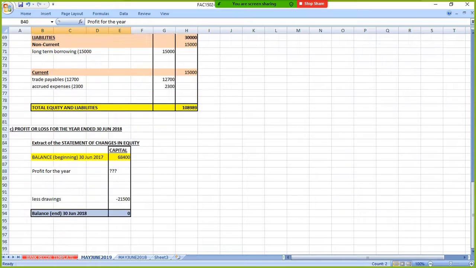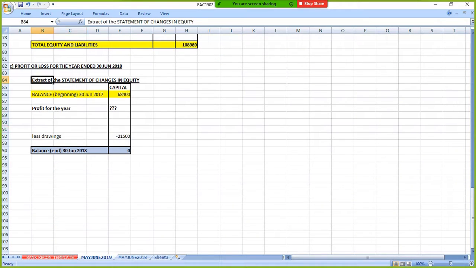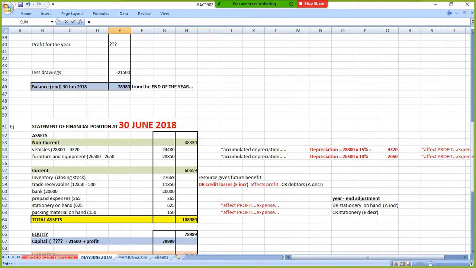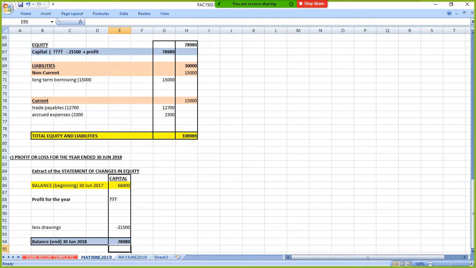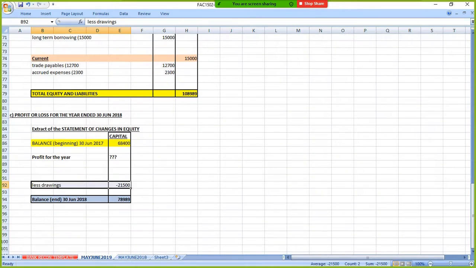That's what I'll do here, because they wanted to know what the profit was. I'm basically taking my figures. Those figures aren't referencing correctly. Okay, now they are, that's better. So profit for the year, how am I going to get this figure? I've got the balance at the end. I need to use mathematics, equations.